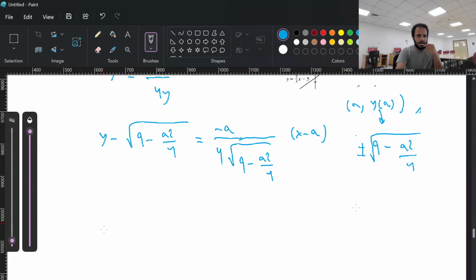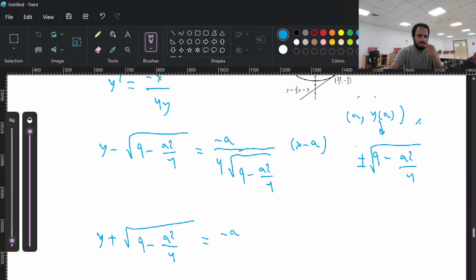The other equation will be y plus the square root of 9 minus a squared over 4 equals... it will be positive this time, right? Because I'm substituting the negative root. Yeah, it's going to be positive. So a over 4 times the square root of 9 minus a squared over 4, times x minus a, right?